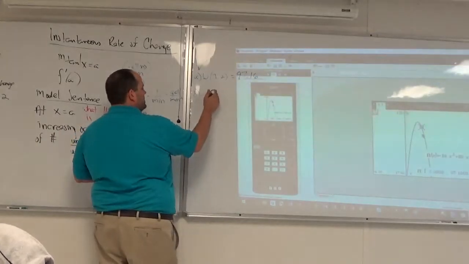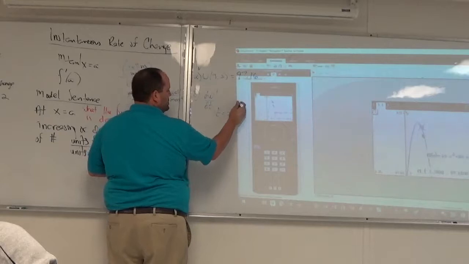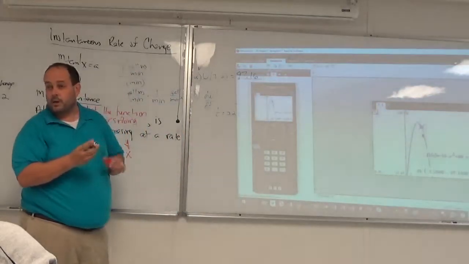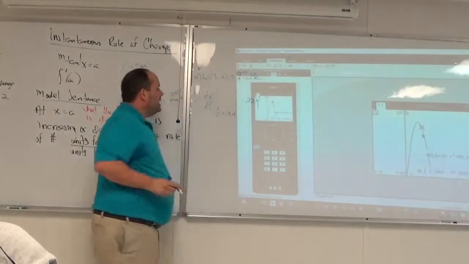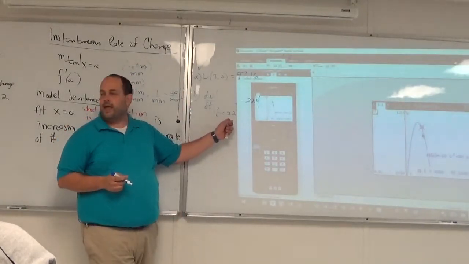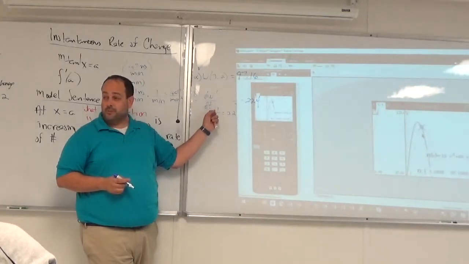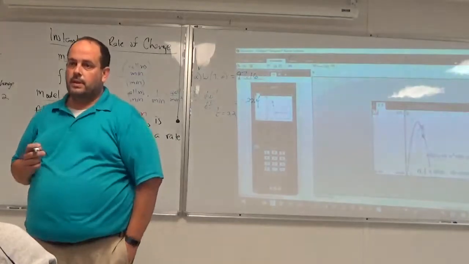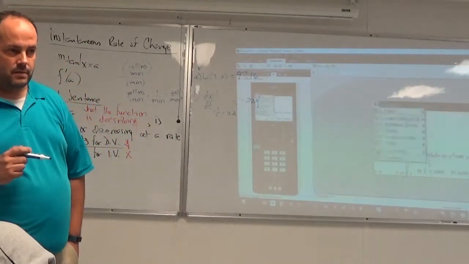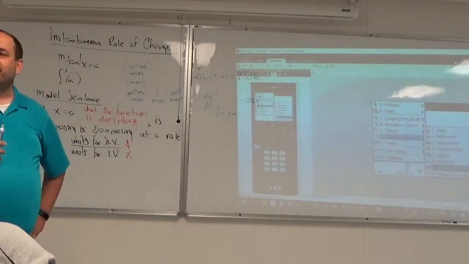Was it dw dt at t equals 3.2, and what was that number? Negative 22.4. Now here's the thing. I'm asking you about the derivative. I'm asking you about the rate here. Hit menu. And analyze graph. Anybody see anything that might be helpful here?